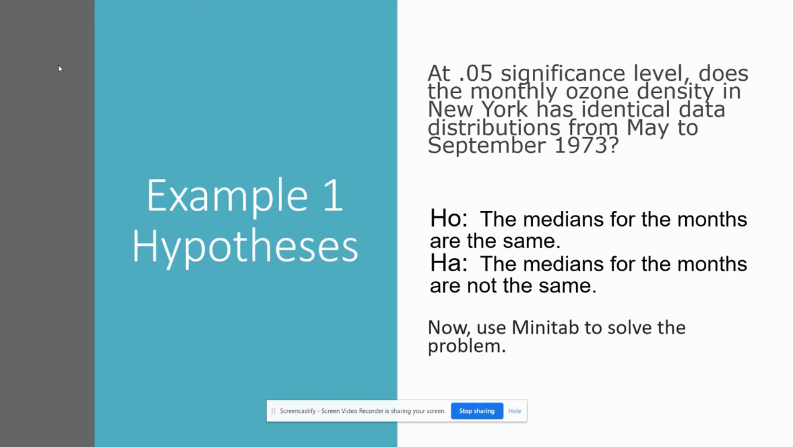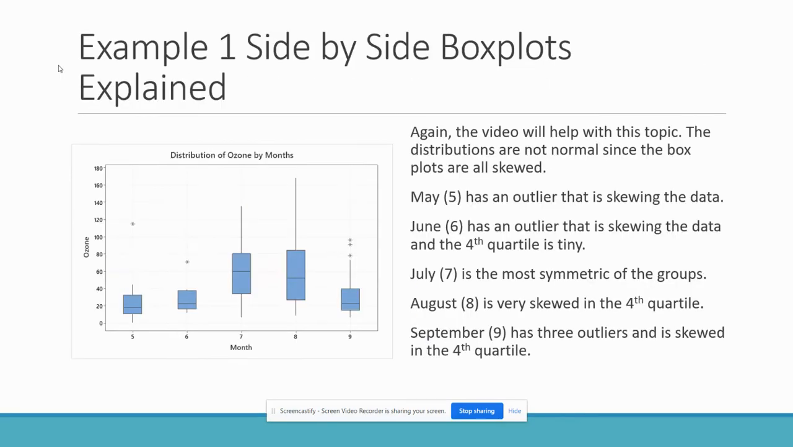And remember, we're using medians because in the first video, you saw that the distributions were different. Let me show you real fast. See here, if you haven't watched that video, go watch that video. May has an outlier, June has an outlier, and that fourth quartile is so tiny. It's that little tiny line right there. July's okay. August, this quartile right here is skewed, and then September we have outliers and a skewed fourth quartile.